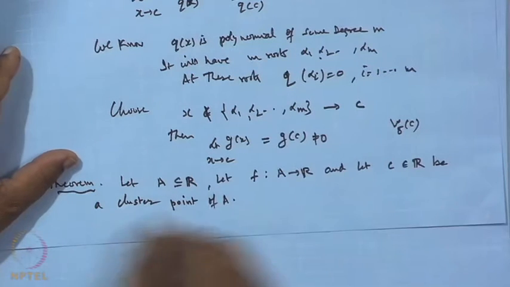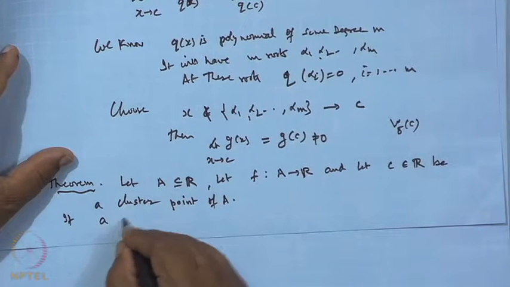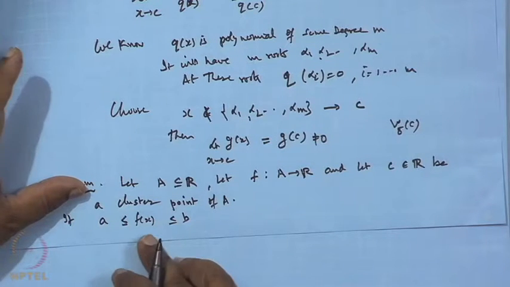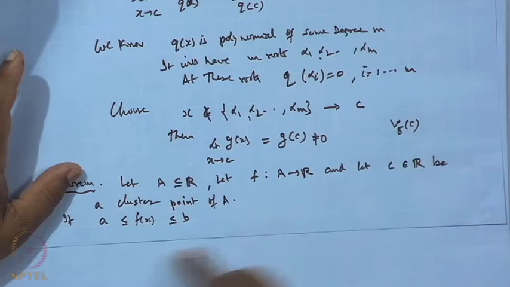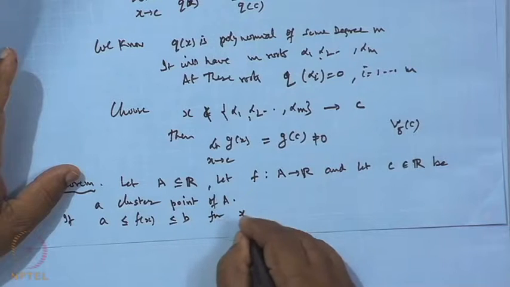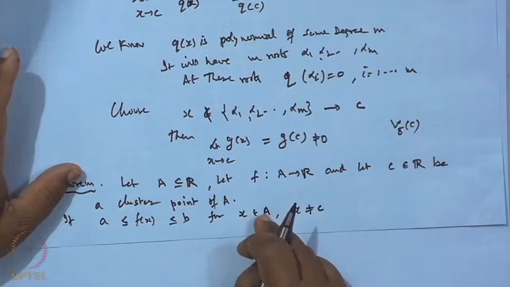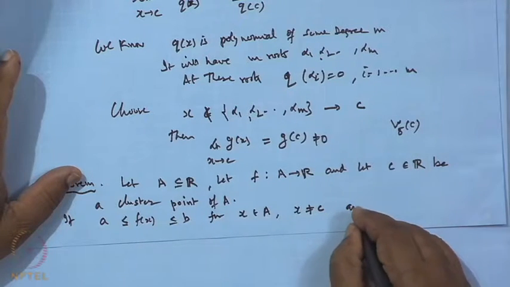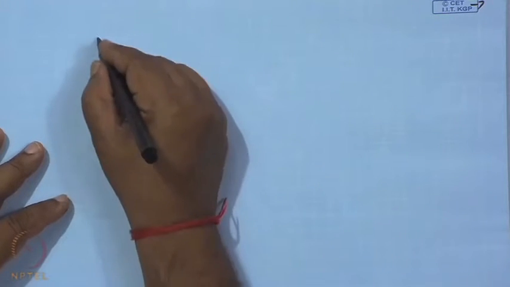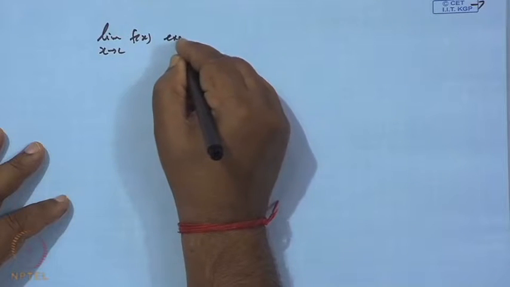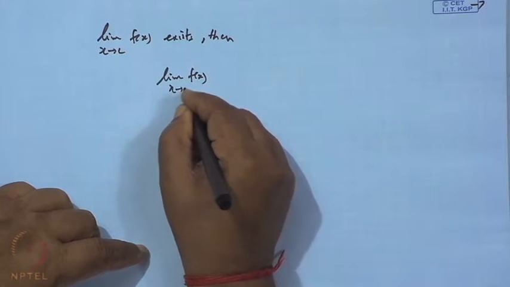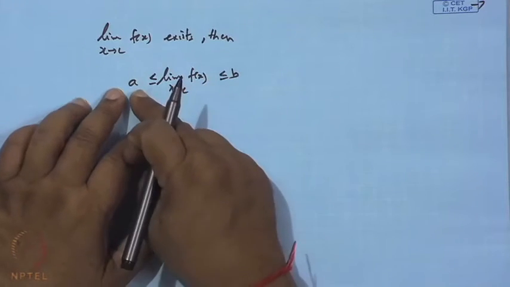And suppose a is less than or equal to f x, less than or equal to b, meaning all the images of f in the neighborhood of the c lie between this: f x for all x belongs to A and x is not equal to c. All the points have an image over the set A except at c, which lies between a and b. Then, if the limit of this f x as x tends to c exists, the limit of f x when x tends to c will lie between a and b, meaning the limit of f x will lie between the two bounds a and b.